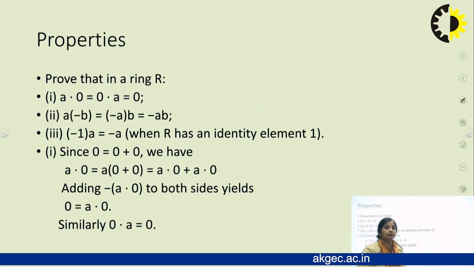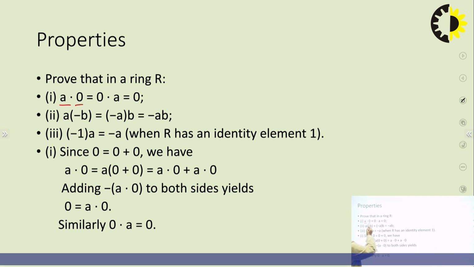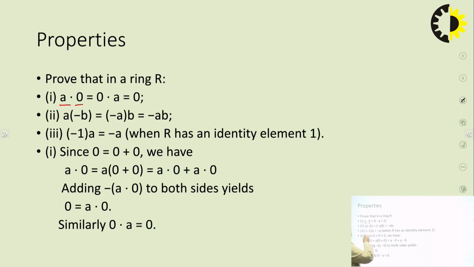Now we'll study 3 properties of rings. If we have any element A from the ring and the 0 element, the 0 element of the ring means the additive identity of the ring. If we multiply any element with the 0 element, then in the answer we will get 0. Definitely, for each ring, if the 0 element is multiplied with any other element, then in the answer we will get the 0 element.